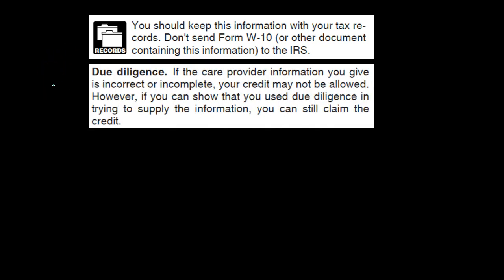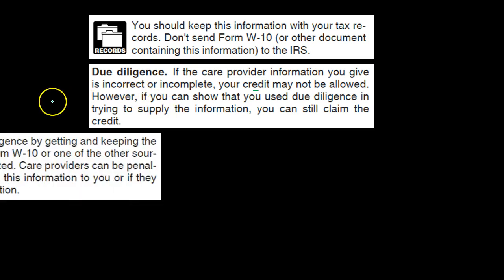Due diligence. If the care provider information you give is incorrect or incomplete, your credit may not be allowed. So they may not allow the credit, which is of course what we're going for here, if it's not complete. However, if you can show that you used due diligence in trying to supply the information, you can still claim the credit. So in those situations where you say, hey, I did everything I basically could to get the information, I think it's a legitimate claim, then you've got to show what they would call the due diligence.